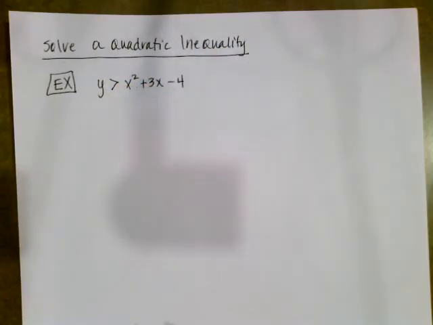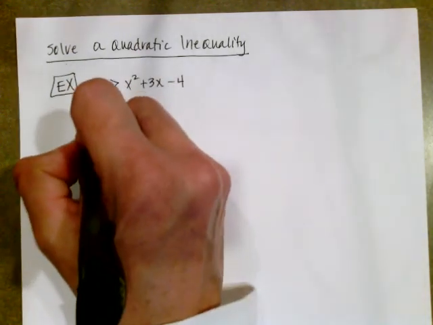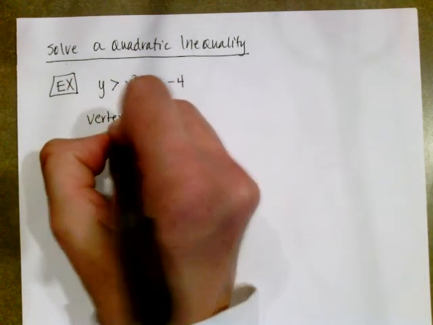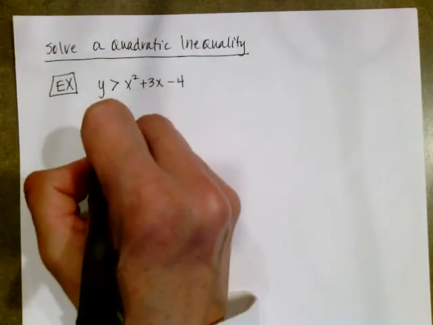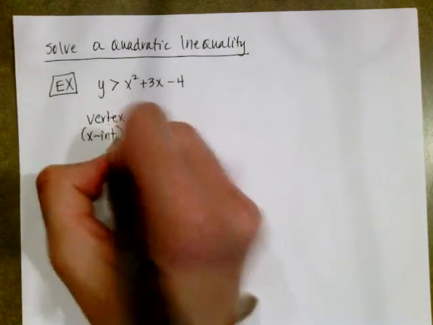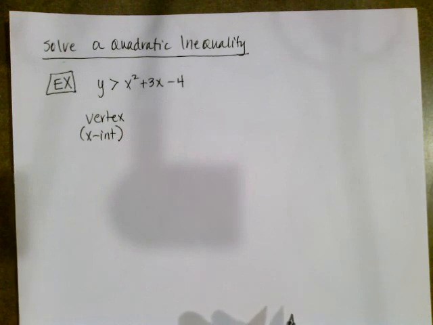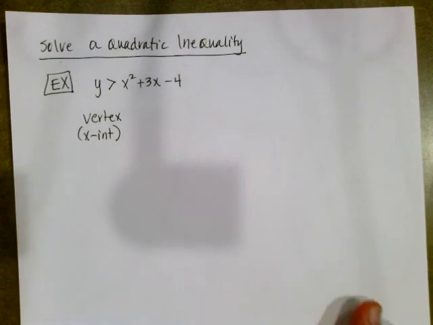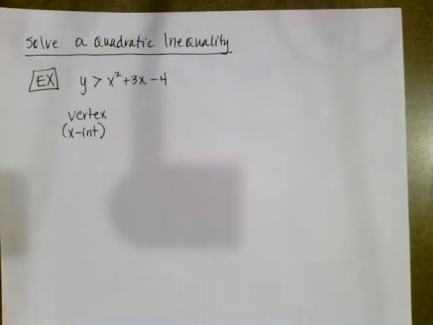Because I am graphing, I need to find some important points. I need the vertex, and I would also like to find the x-intercepts. And I will explain why we find the x-intercepts a little bit later. And hopefully the shadows aren't too bad so you can see.